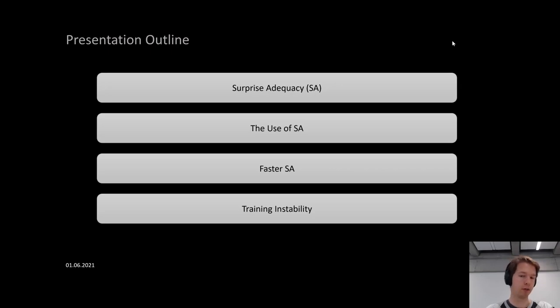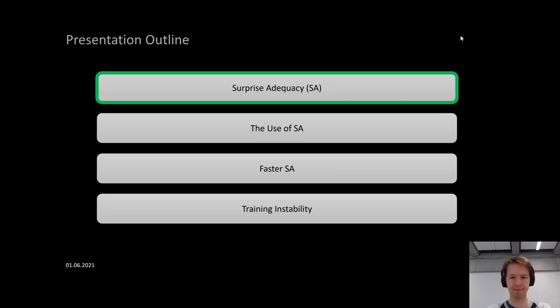We're first going to look at surprise adequacy, not surprisingly. That's the metric the talk is all about. We're going to discuss how surprise adequacy is used in practice. We'll then target the primary weakness of surprise adequacy, which is that it's rather slow, and we show how you can make it faster. And then lastly, we look at training instability. That's an issue I identified as part of our experiments, and we want to show it to you a little more in detail. Good, so let's start by looking at what surprise adequacy actually does.